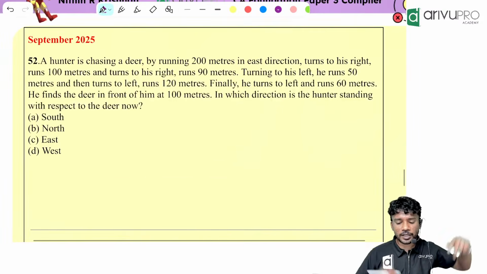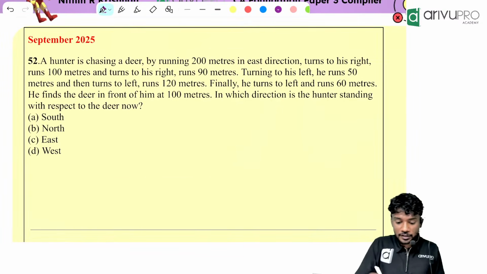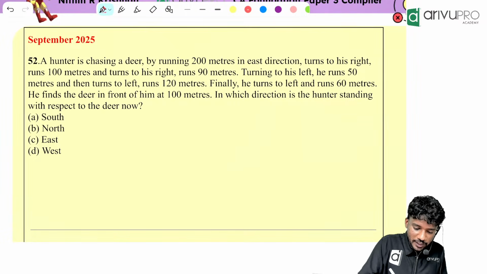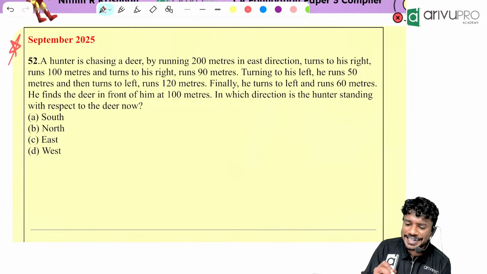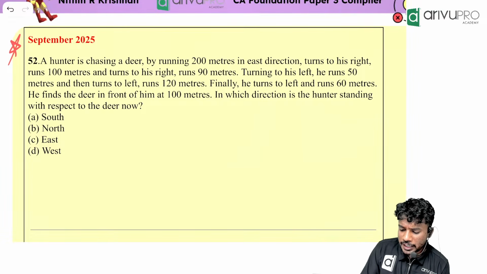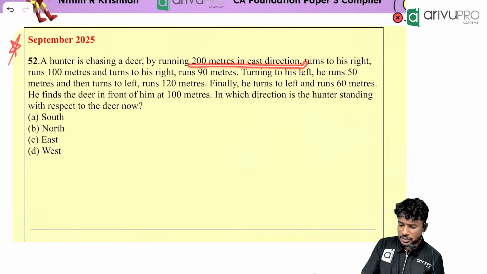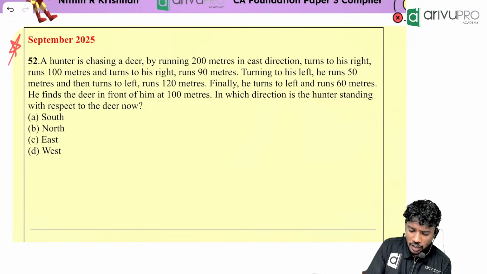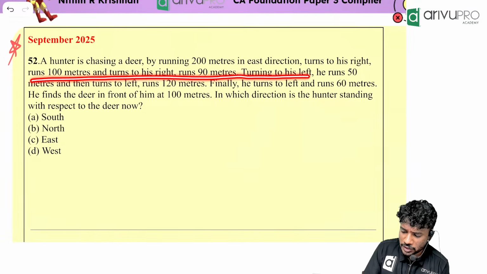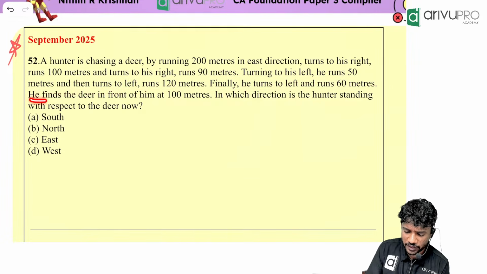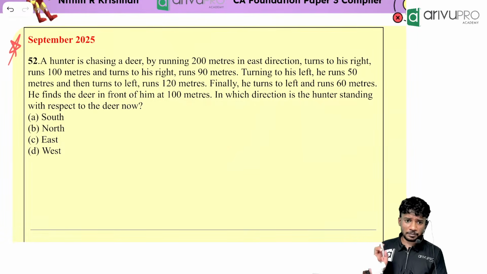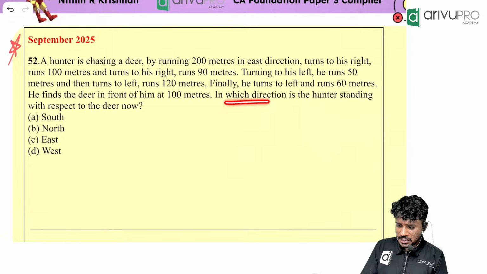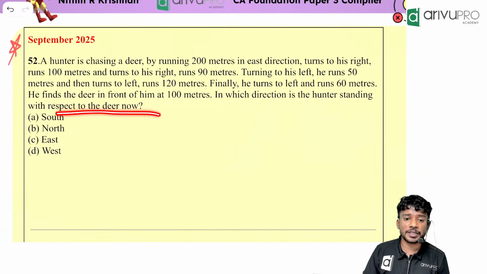Before that, look at this question, people. It's a very good question. This one is better. Way better. Look here. A hunter is chasing a deer. Running 200 meters in the east direction. Turns to the right. 100 meters, turns to the right again. Turning to the left again. He walks this way. Then finally turns left and walks this way. Finds the deer in front of him. Okay. The deer is in front of him. Correct?